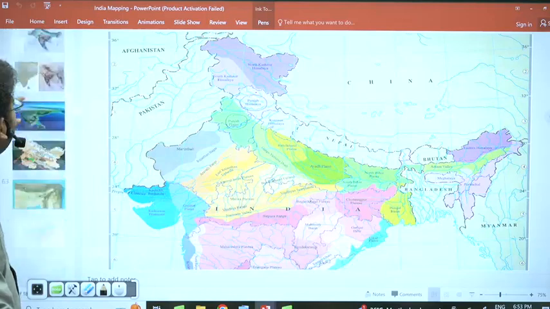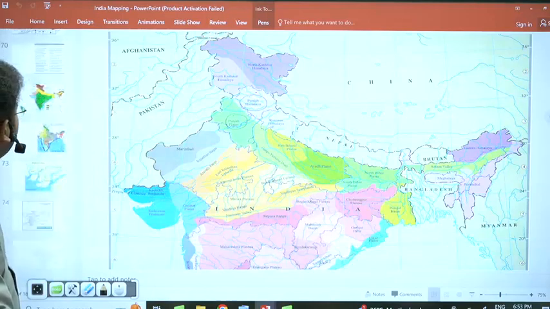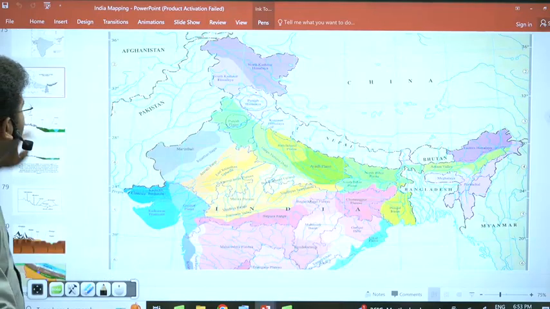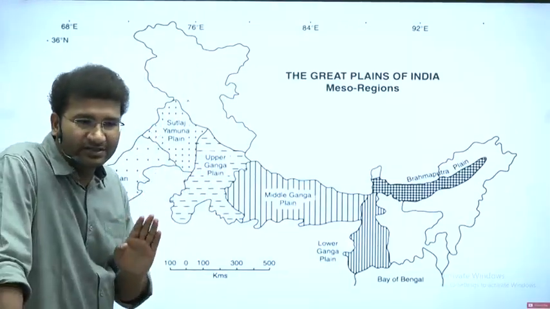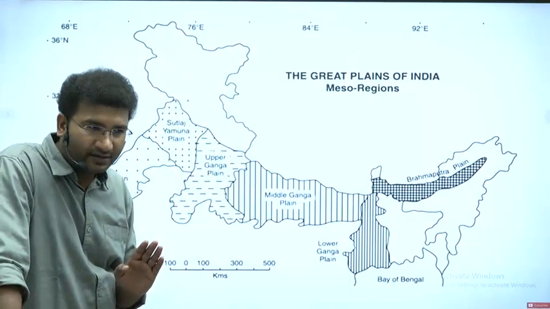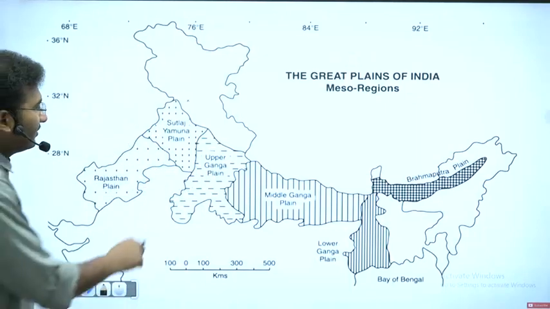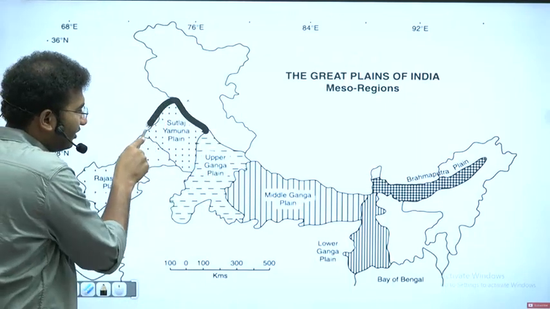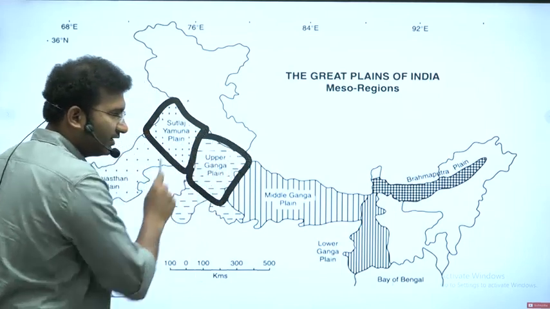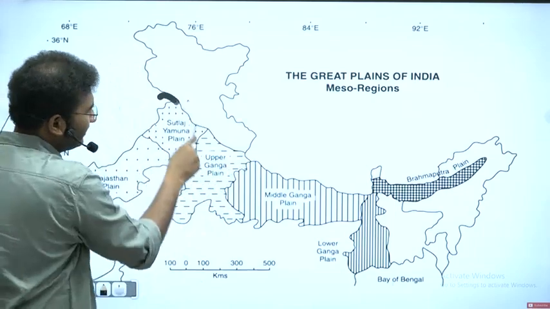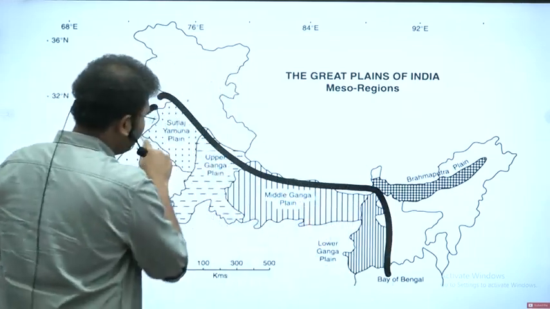There are different names that are given to the northern plains. The northern plains can be called as 1. From west to east, look here, it is just on the basis of the name of the river. ठीक है? 1. Sutlej river is there. This is called the Sutlej Yamuna plain. Ganga river है तो Ganga plain. Or else, let's simply call this the great northern plains.